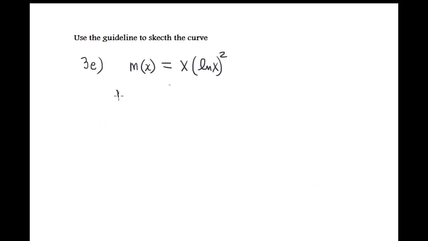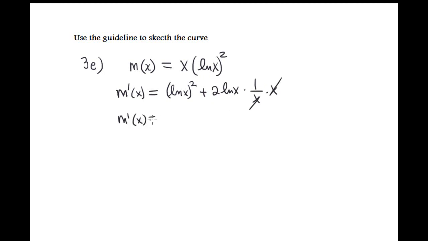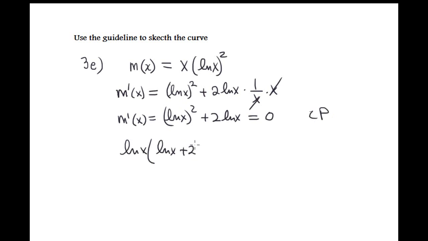Okay, let's go to the calculus part. We compute the first derivative. It's obvious that we apply the product rule. So the derivative is 1 multiplied by the second function, plus the first function times the derivative of the second: 2 ln x times the derivative of the logarithm, 1 over x, times x. This x is cancelled and the derivative is then (ln x)^2 plus 2 ln x. I put it equal to 0 in order to find critical points. Okay, so this is the equation; by factorization, ln x times (ln x plus 2) equals 0.